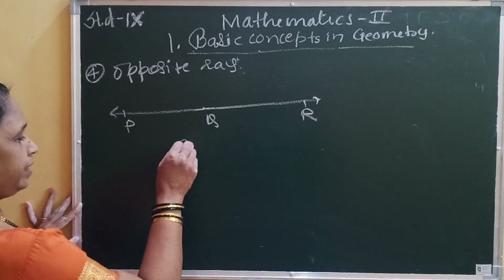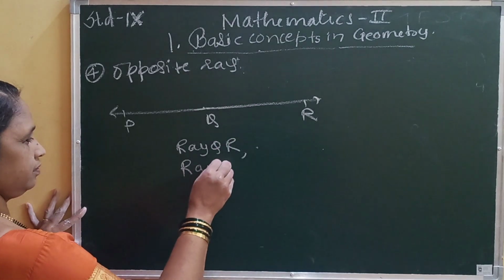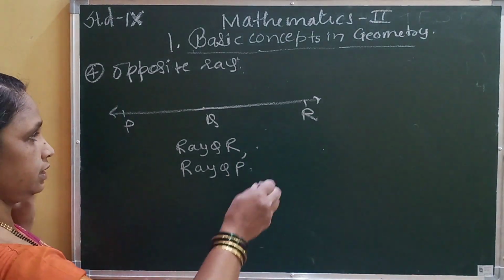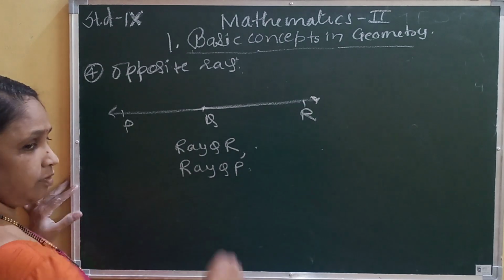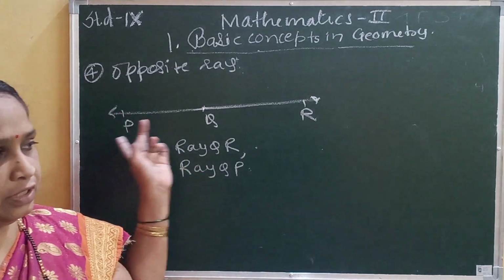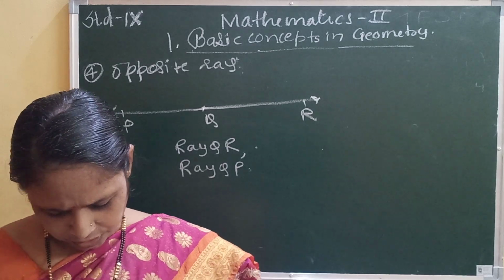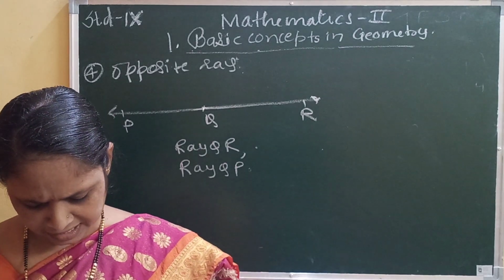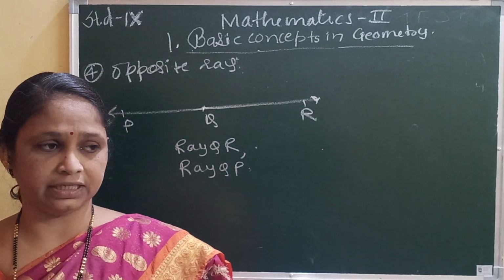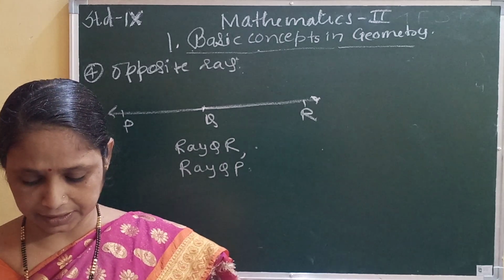We can name ray QR and ray QP as the two opposite rays. You see, both sides they are opposite in direction, and when two opposite rays join together they form a figure, a line. Now next here it says, two rays having a common origin and lying on the same line in opposite directions are said to be opposite rays. All these definitions are given in the textbook, and you have to write them in the notebook.